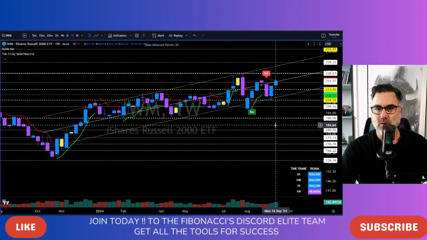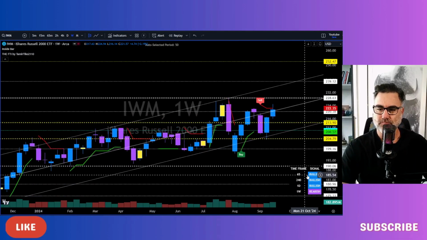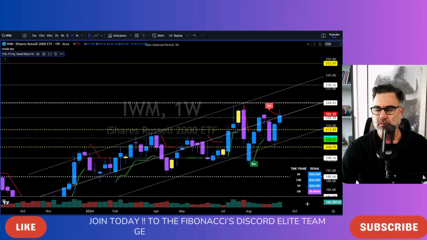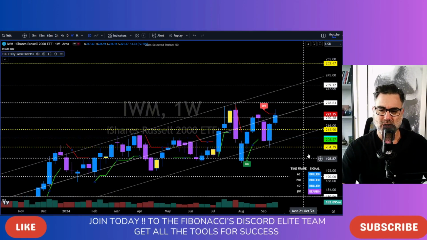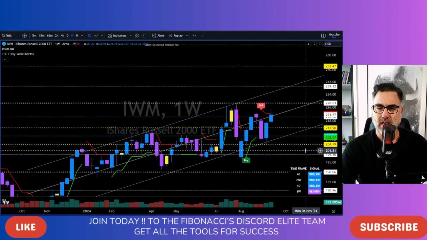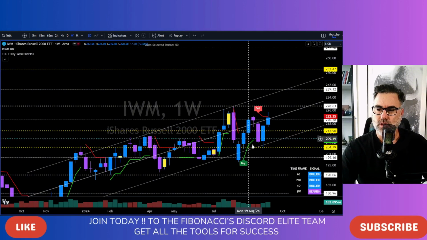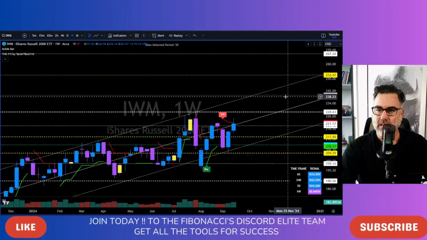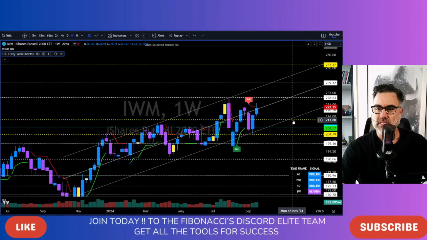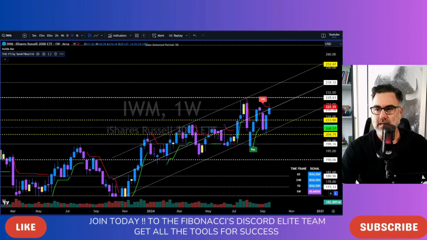IWM ended up the week 2.2% to the upside, also above the yellow zone. Bullish on all time frames, except bearish on the weekly, but it's some kind of a glitch on the FTI. It will be fixed, don't worry. Now, long continuation towards 229 and 239 to the upside. As long as IWM is above the 214 area, the way is up.